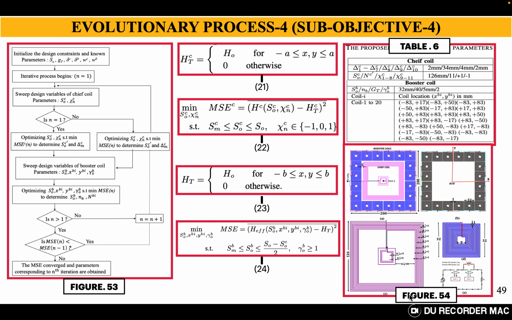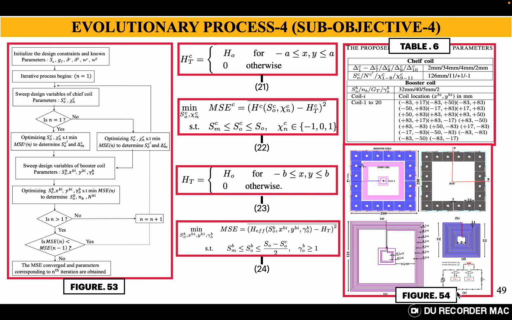Now in figure 54, this is the layout of the proposed coil. There are booster coils on both the front and back side. Figure 54a is the top part of the PCB layer. It is a double sided PCB. On the top you can see the booster coils and the chief coil. On the bottom you can only see the booster coils. Booster coils are placed on the top and bottom layers so as to power the same amount of magnetic field as the chief coil is powering.